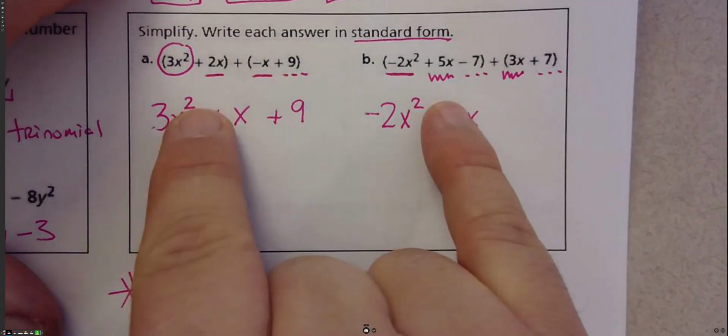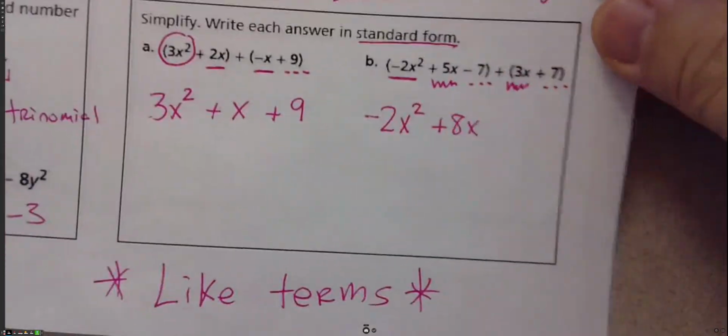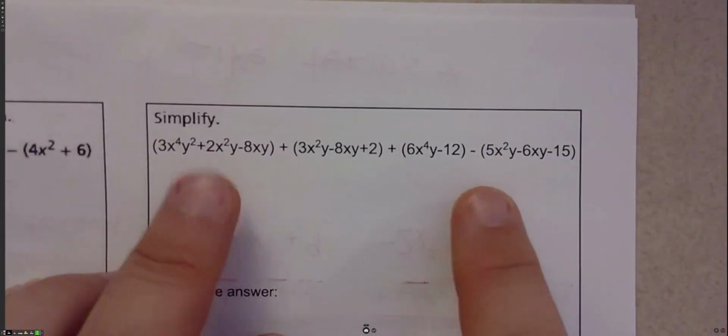On these two problems, you probably could have gotten away without writing the symbols. You could just look at it and figure it out. But as these get more tricky, the symbols help, especially when we get to this one. But we're not there yet.